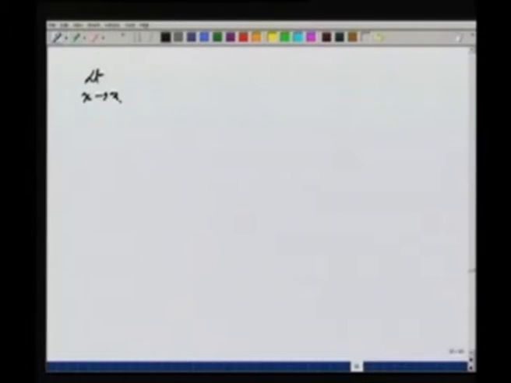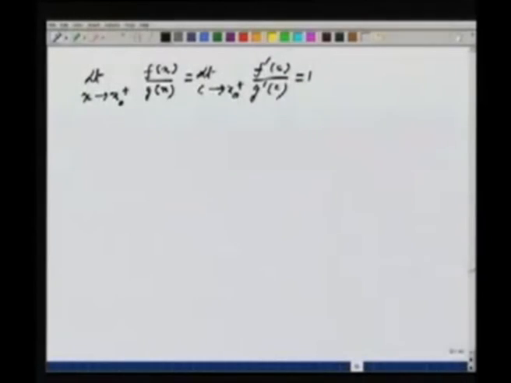This would then imply that limit x going to x naught plus f(x) by g(x) equals limit c going to x naught plus f prime c divided by g prime c. This actually follows from the sandwich theorem, that since x converges to x naught and c lies between x naught and x, it has to converge to x naught. But now the right hand side is L, that is my assumption. So is the left hand side.